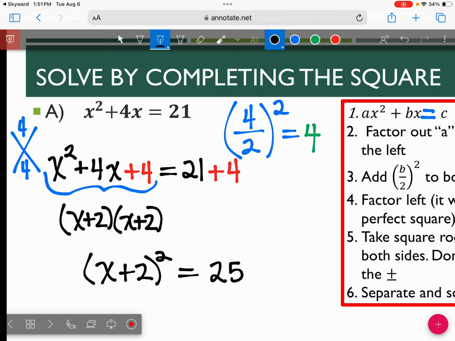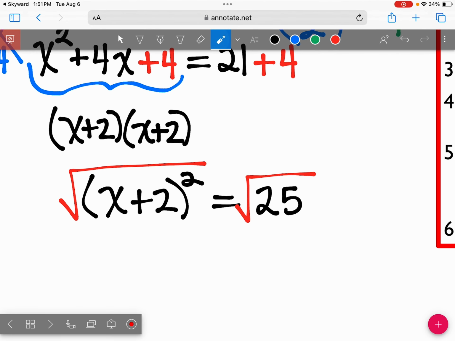So now we're on step 5. Take the square root of both sides. So I'm going to take the square root of this side and the square root of the right side. Whenever you square a square root, or you square root a square, I should say, these are what we call inverse operations. They cancel each other out, like adding and subtracting and multiplying and dividing. So it's just going to cancel out the parentheses, and it's going to leave you with x plus 2.